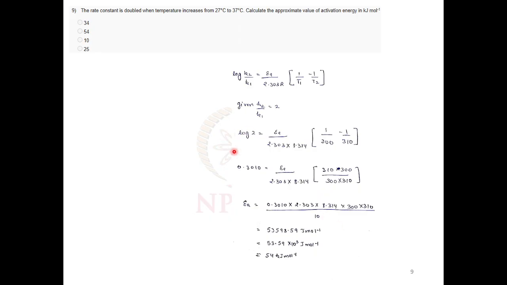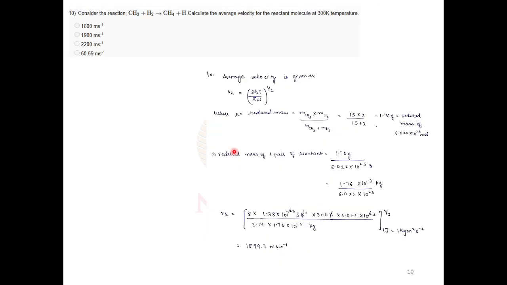So here, if they ask for average velocity, they may ask for RMS also. For RMS the value will be different, right? Root over 3RT by M, but here it is root over 8kT by pi mu, right? So mu is the reduced mass, because you are considering two different reactant molecules and their masses are also different. So as a result you get the reduced mass, m1 m2 by m1 plus m2. So that is the equation for the reduced mass.